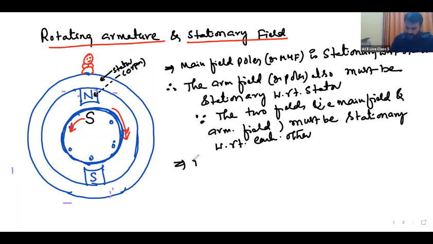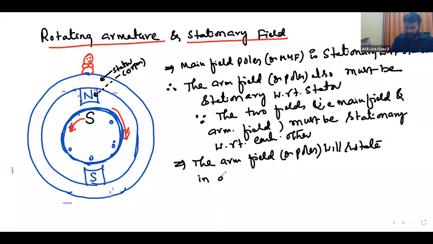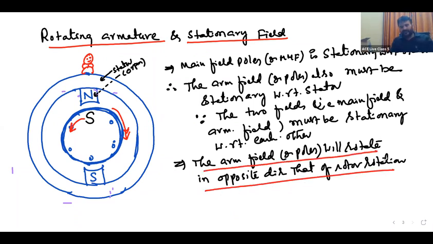The armature field, or poles, will rotate in the opposite direction to that of rotor rotation. These are the conclusions. Opposite direction. Right?